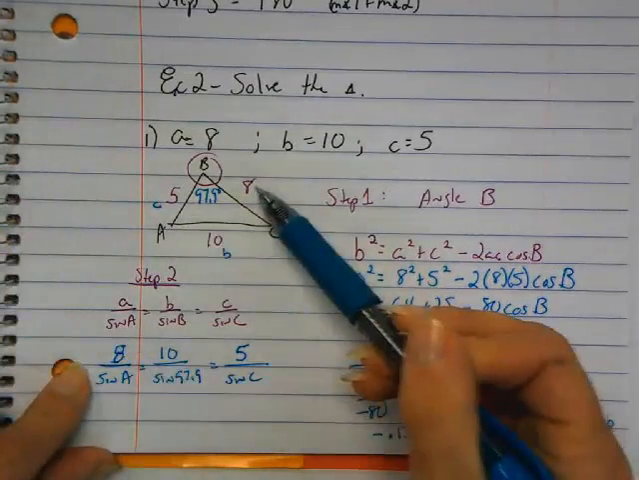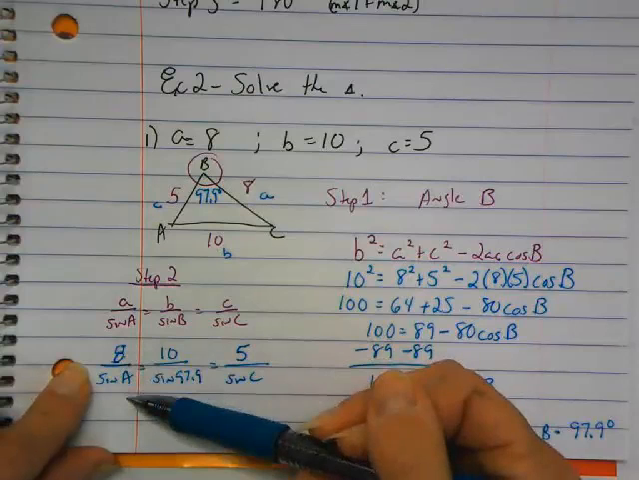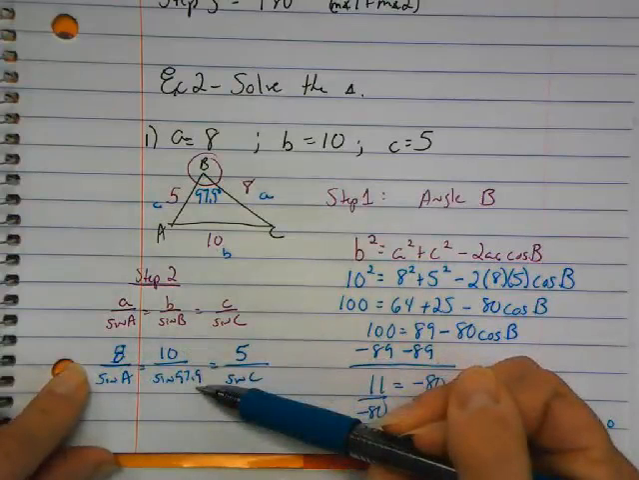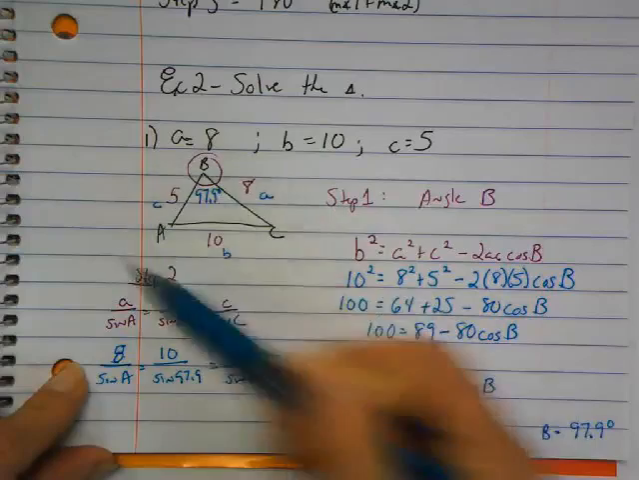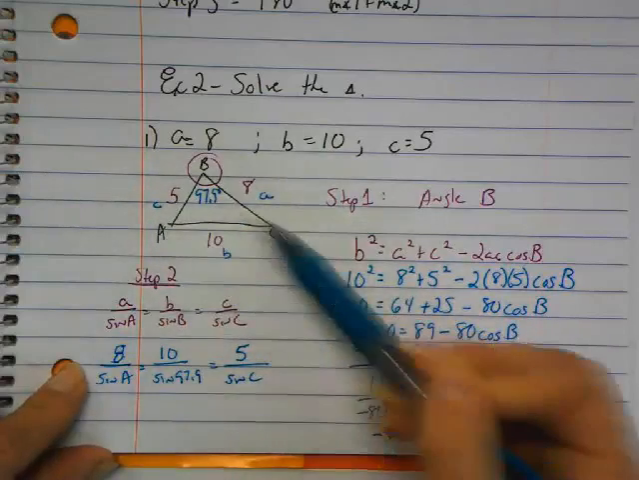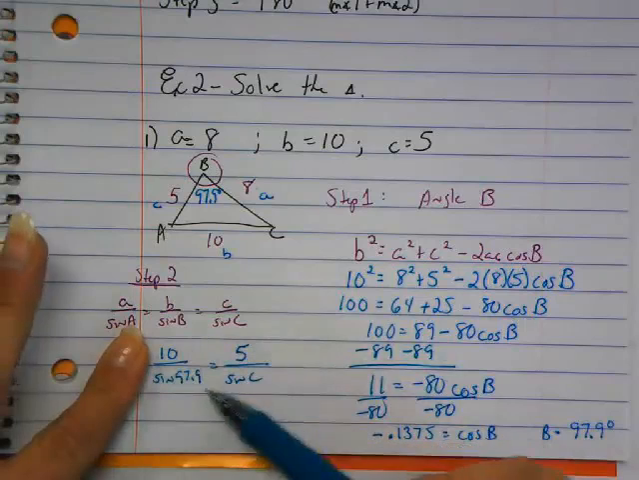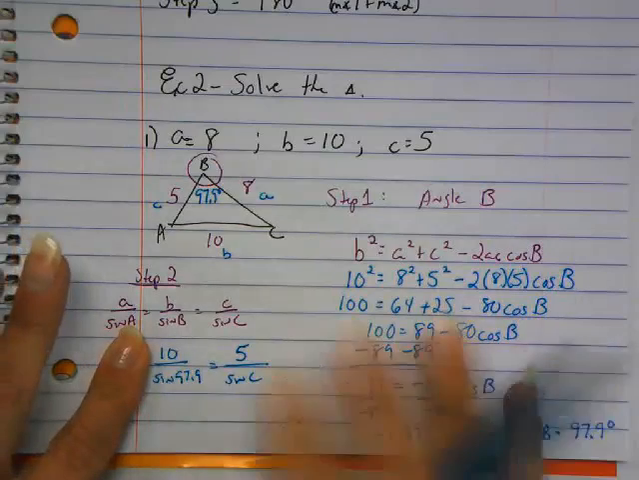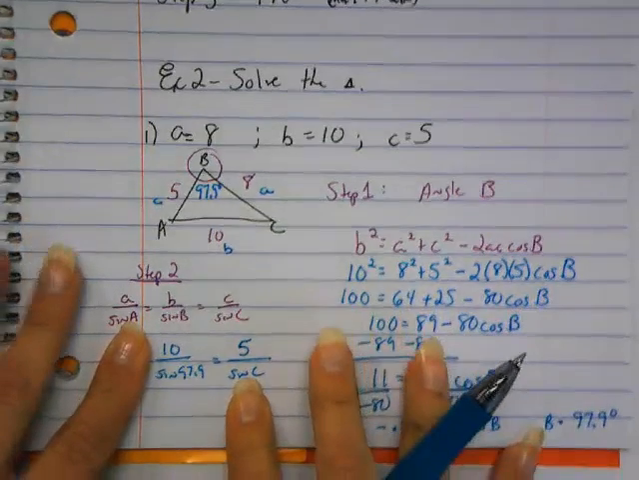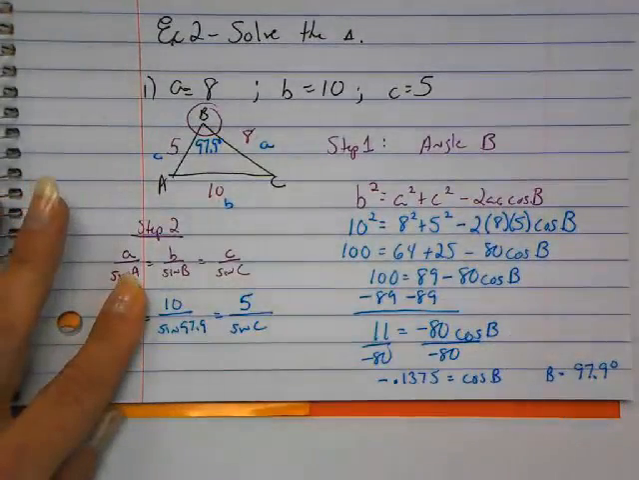So I have the sine of c is equal to 0.4953. Now to find that angle, I'm going to hit inverse sine 0.4953. And I find out that it's 30 degrees. So angle C is 30 degrees.